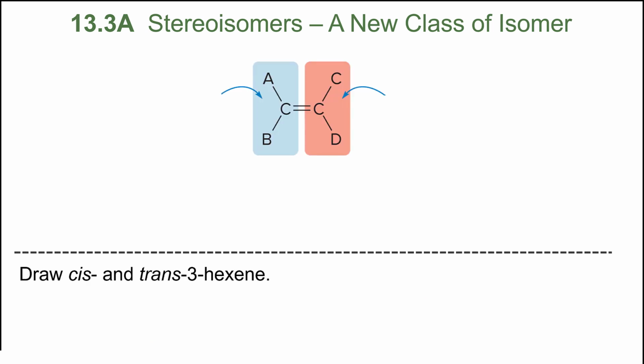So we can look to see how stereoisomers are determined. In this alkene here, we have groups A and B and C and D. In order to have a stereoisomer, A and B have to be different from each other. And C and D also must be different.